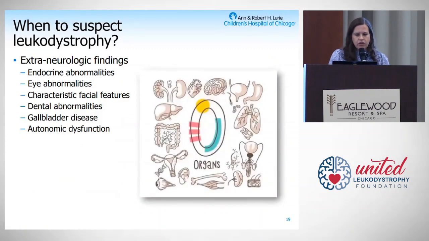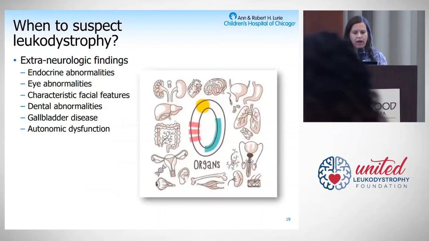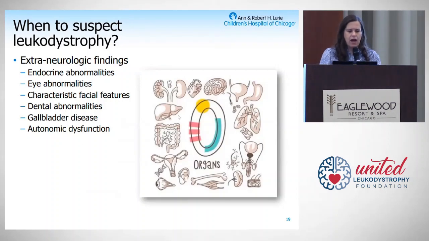It's also important to note that leukodystrophies can have other organs involved. So endocrine abnormalities are very common. Eye abnormalities, and different leukodystrophies can have characteristic facial features. And so it's important to assess the whole patient, and sometimes those clues can help us diagnose the leukodystrophy or put it in a category.